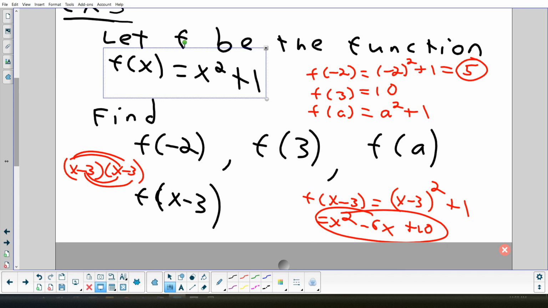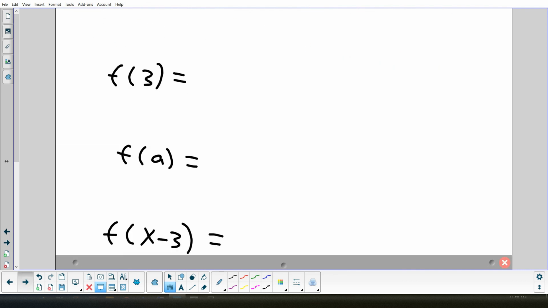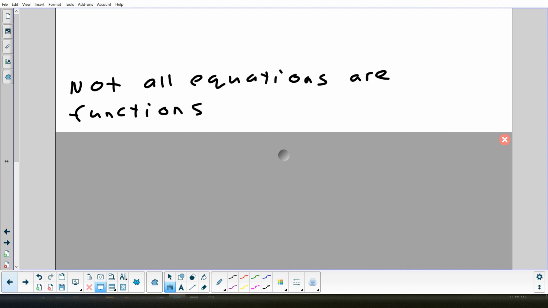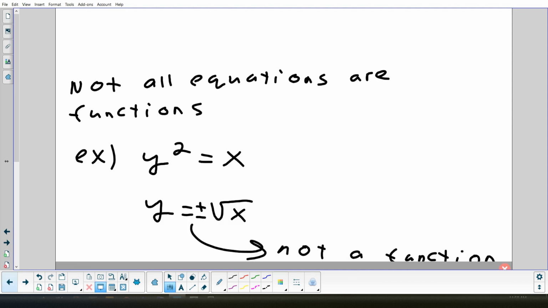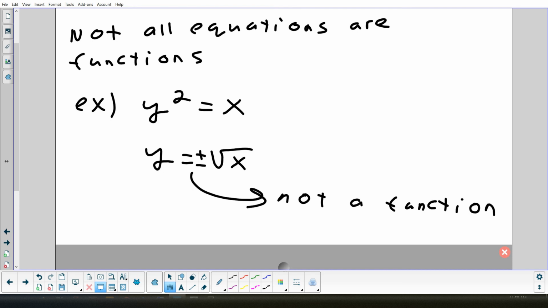Any questions on that? All right. We already did all that. I think this is the second to last slide, yeah. So, and actually I already went through this exact thing. Not every equation is a function.